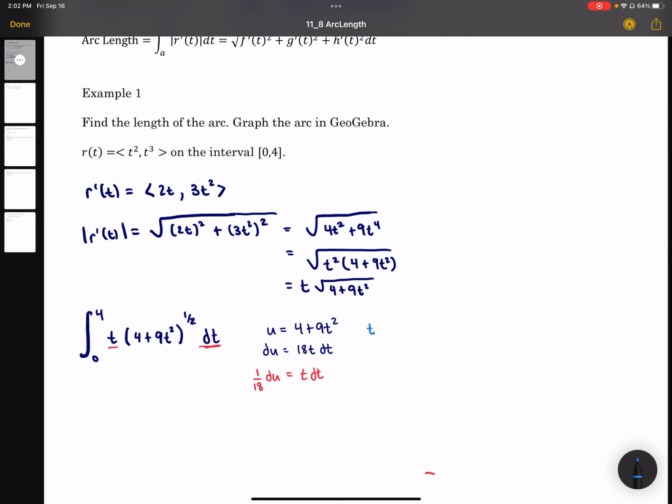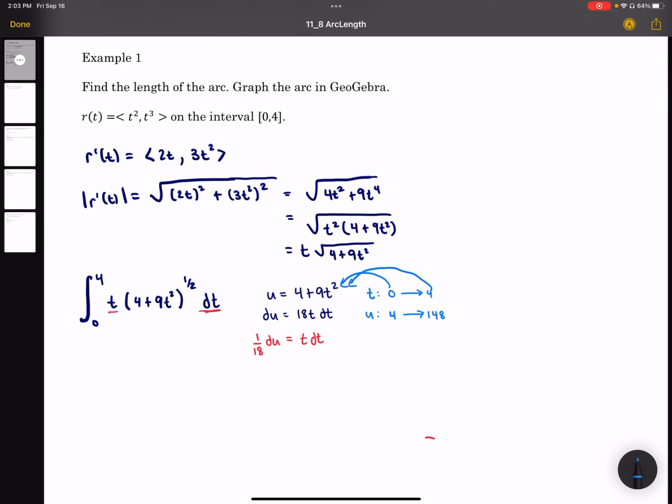So if t is some number from 0 to 4, our u's are going to be, remember, to get your new limits, you substitute these t values back in to t over here. So we're going to get 4 plus 0, which is 4. And if we substitute in 4, we're going to get 4 squared is 16 times 9 is 144 plus 4 is 148. Cool. So what we actually get is 1/18th of some integral from 4 to 148. And again, the 1/18th replaces the t dt, but since it's a constant, we put it in the front. And then we get u to the 1/2 du.